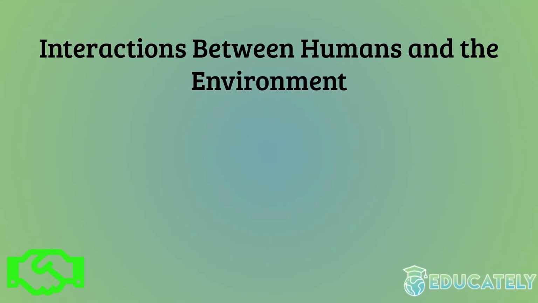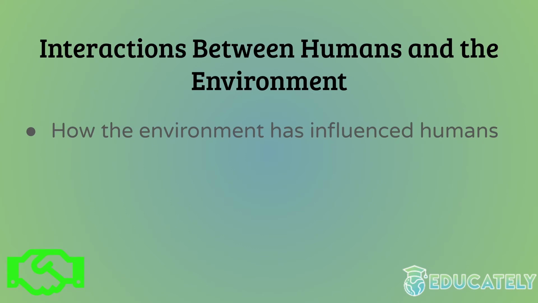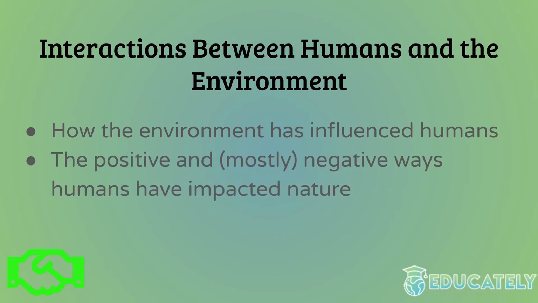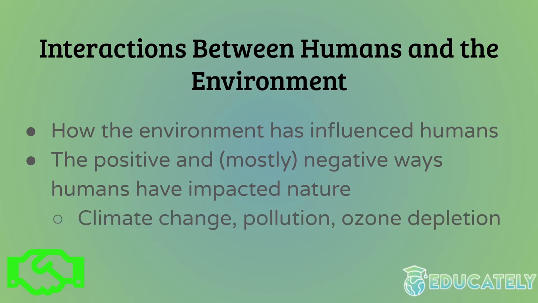Next up, we have interactions between humans and the environment. This has two main parts to it. First of all, how the environment has influenced humans, but also, I would argue more importantly, the positive and mostly negative ways humans have impacted nature. I say mostly negative because there are a lot of negative things humans have done to the natural world. For instance, we have very real problems, such as climate change, pollution, and ozone depletion, which we will investigate again in future videos. This video is meant to be more of an introduction to the things we talk about both here and in general with geography.